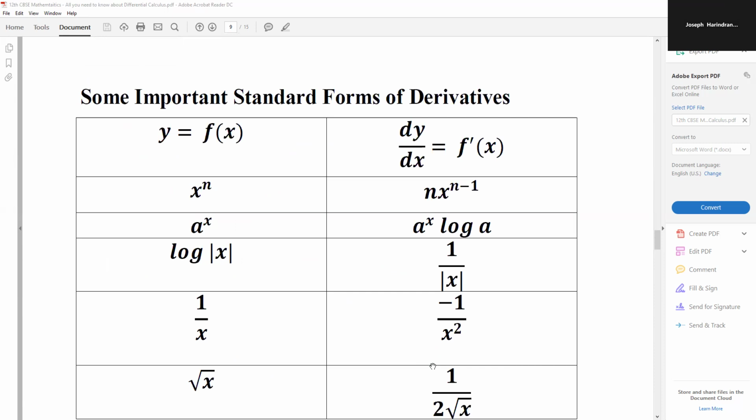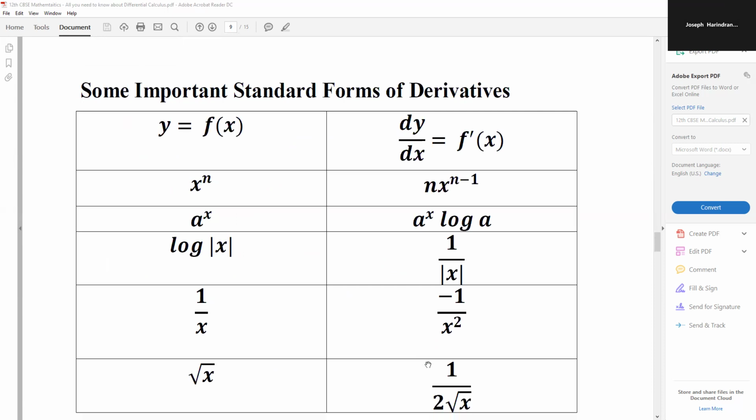This is one form. These are some important standard forms. Definitely, we should know all these standard forms of derivatives before we start doing differential coefficients, before solving problems on differentiation. Now, in this table, we have very important basic standard forms. We have given them in a certain order so that you can easily remember.